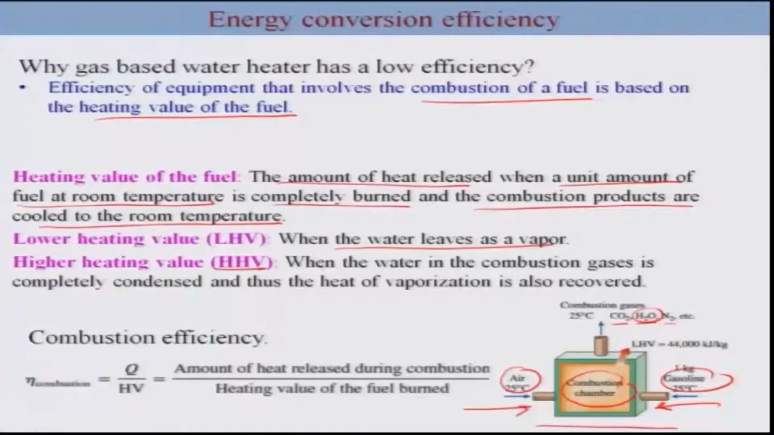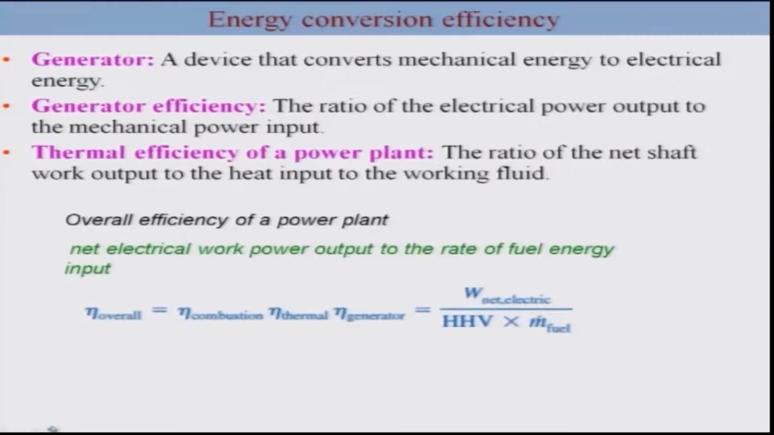But when you condense this water vapor and use this heat of vaporization as a part of your desired output, then the corresponding heating value would be the higher heating value. So when the water in the combustion gas is completely condensed, the heat of vaporization is also recovered, and in such a case it is the high heating value. So how do we define combustion efficiency? It is the amount of heat released during combustion divided by the heating value of the fuel burned. So that's a ratio, Q divided by HV. This HV could be HHV, the higher heating value, or LHV, depending on the state of the combustion gas.